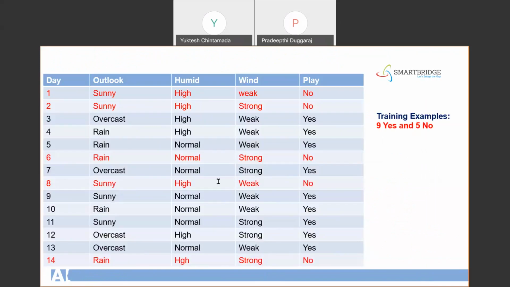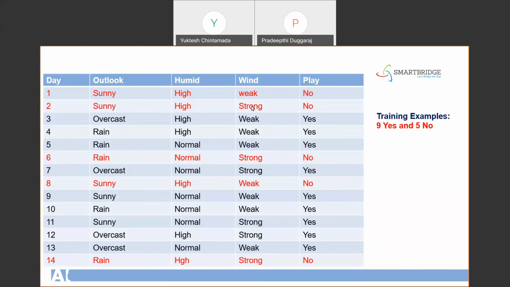Now see, first I want to take wind. In wind, how many are there? Weak and strong. Now count the weak observations. 1, 2, 3, 4, 5, 6, 7, 8. So weak has 8 observations, out of which, let's see how many yes observations are there. 1, 2, 3, 4, 5, 6. 6 are yes observations, 2 are no observations.